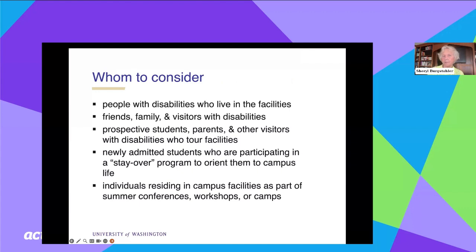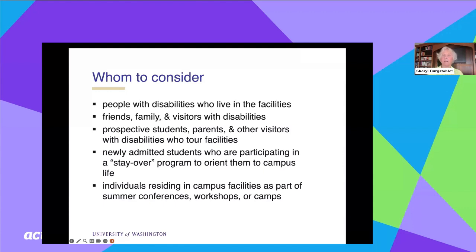So whom are we considering? People with disabilities who live in the facilities, of course, but we go beyond that. People who live there have friends, family, visitors. All of them might have disabilities. So we have to make a certain level of accessibility in all of our facilities, because we don't know who might be showing up. That's that universal design attitude.